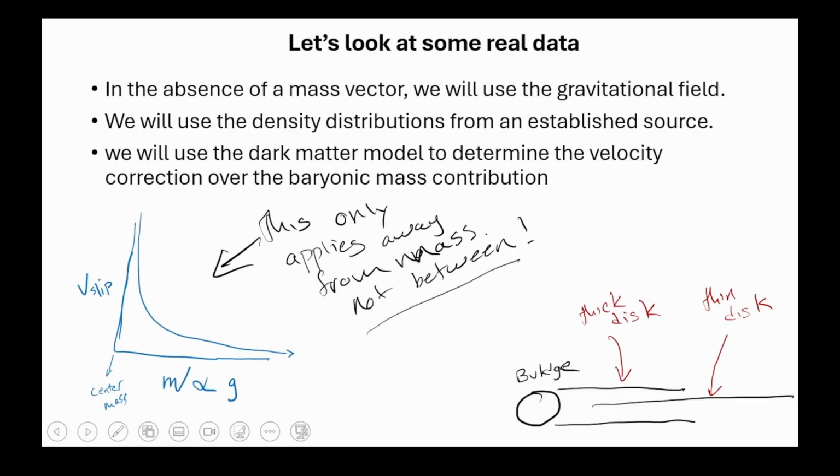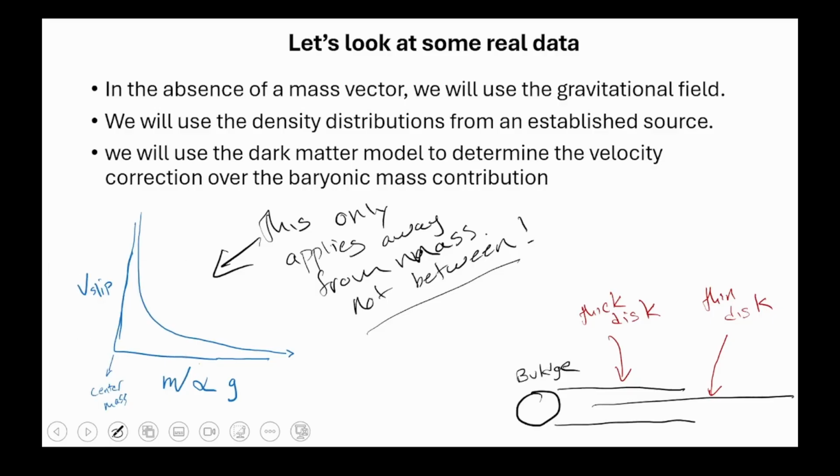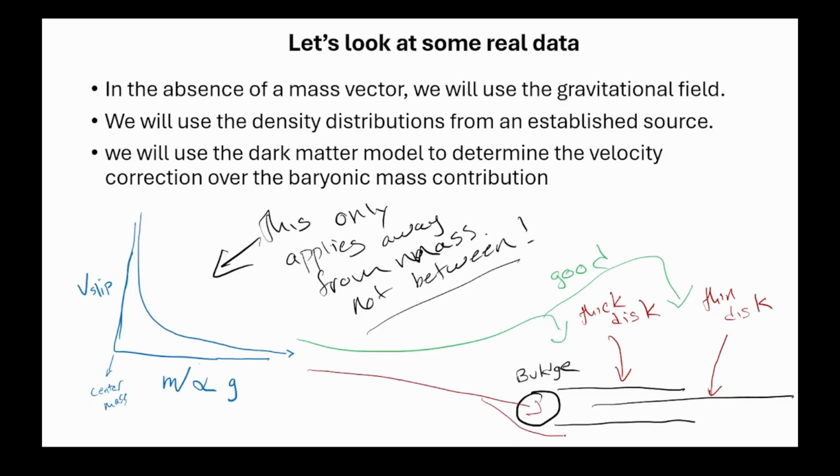So what this means, I'll do green, we can use this curve on areas outside of the distribution of mass, right? So we're going to be looking at basically the edges of the galaxy. This curve does not apply inside of, in between the masses of the galaxy. So it's not going to apply inside the bulge. It's not going to apply inside the disks or anything like that. So we'll look at that more down the road, but we just remember that we're mostly interested outside of the galaxy. And that's where this curve is going to be more accurate.